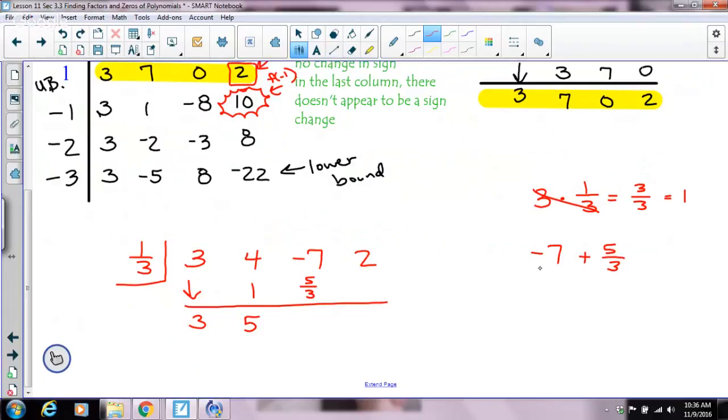No, you don't cross multiply. Common denominator of 3. So this is actually negative 21 over 3 plus 5 over 3, which is negative 16/3. Negative 16/3 times 1/3. Negative 16/9. Is that going to add to give me 0? No. So why torture myself and keep going, right? Okay, so we now know 1/3 won't work.